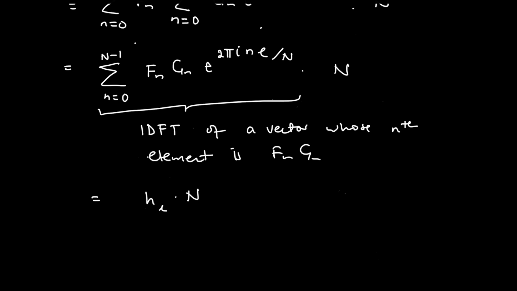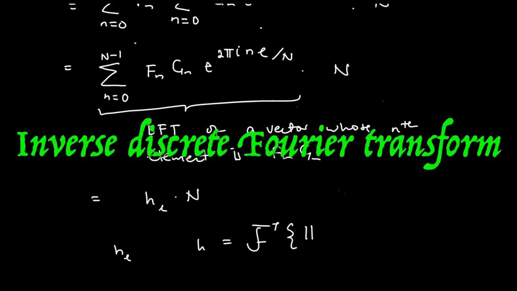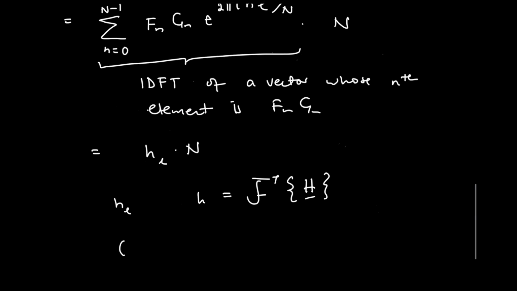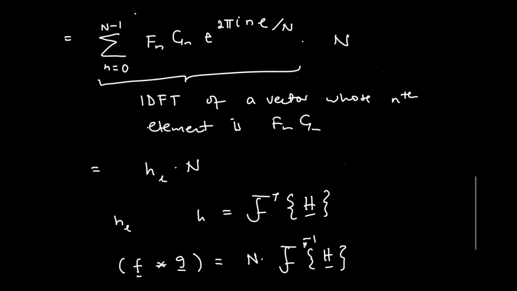Just to take note that h is the inverse Fourier transform of this vector here. So we have proved the discrete convolution theorem, which equals n multiplied by this over here. We have proved this successfully.